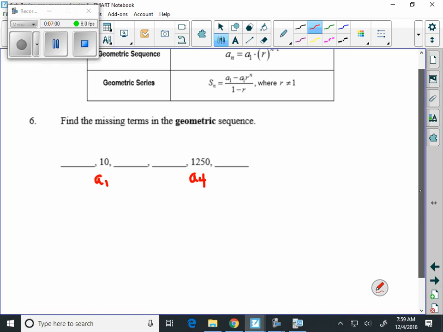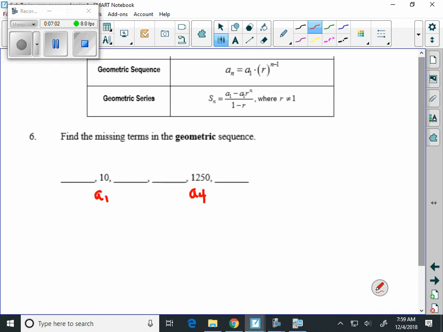So we know a couple of things here. What we don't know is the common ratio. So we have to find the common ratio. And what we're going to do for that is we're going to use that first formula, and I'm going to write down again what we know. We know that a sub 1 equals 10. A sub 4 equals 1250, and this is really a sub n, so that also tells us that n equals 4.